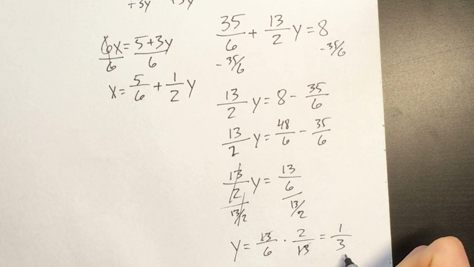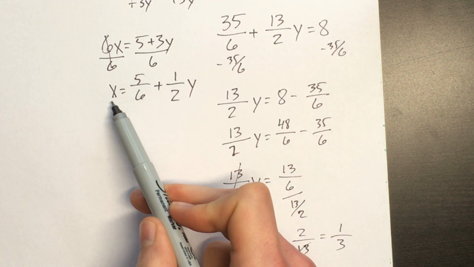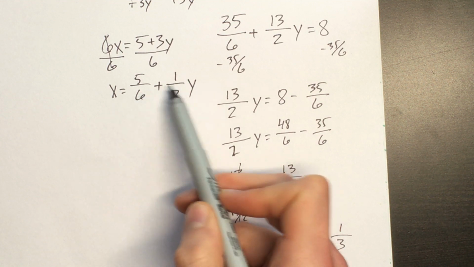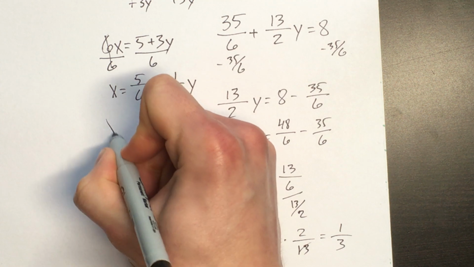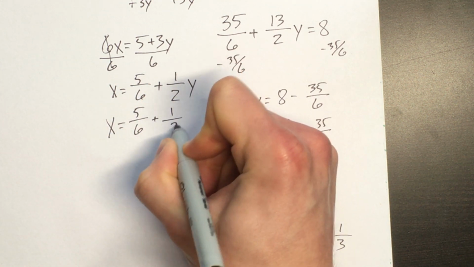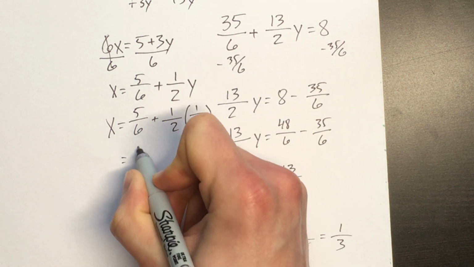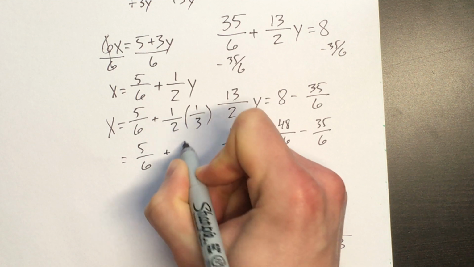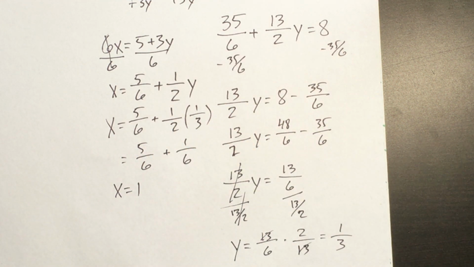Now, to finally solve for x, we take this 1/3 and plug it into this expression, because here x is written in terms of y. We know y is equal to 1/3, so let's put in 1/3 and then figure out what x is. So x is equal to 5/6 plus 1/2 times 1/3. That's equal to 5 over 6 plus 1 over 6, which is 6 over 6. So x is equal to 1.